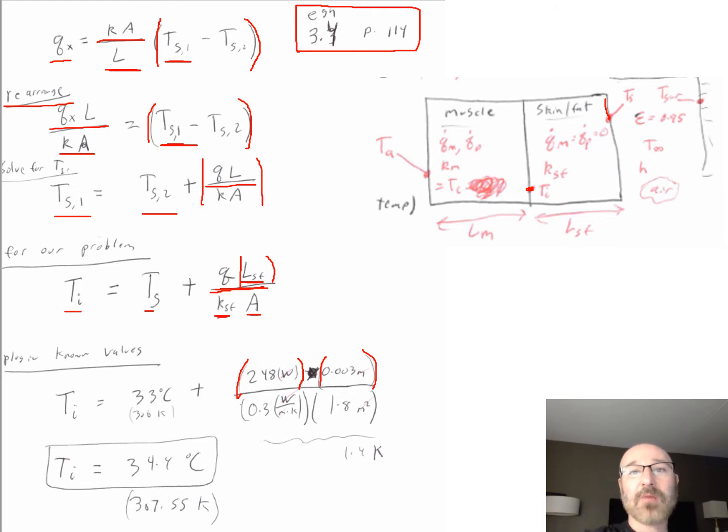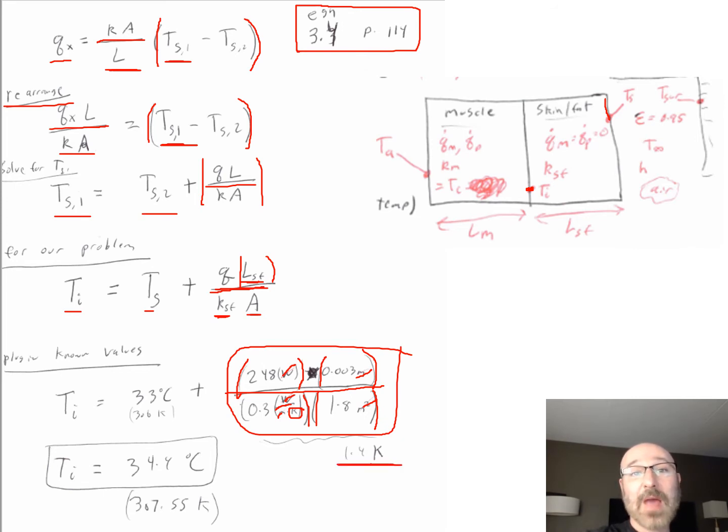Now on the bottom we have our K sub f, the thermal conductivity of the skin fat layer, which is 0.3 watts per meter times Kelvin. We can see that watts cancels with watts, and meters cancels with meters. Then this is times our area, 1.8 meters squared, so the remaining meters squared cancels out with the meters down below. What we're left with is just Kelvin, which is exactly what we want. As we did that unit analysis, we want to make sure that this matches the units of this over here.